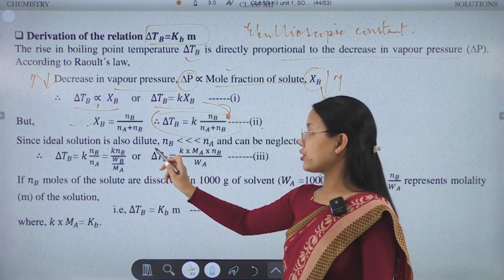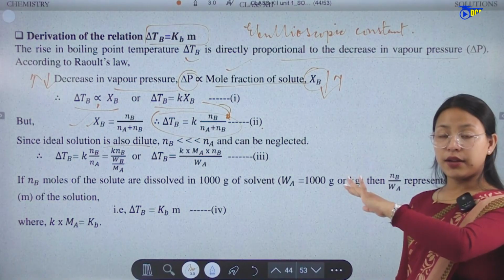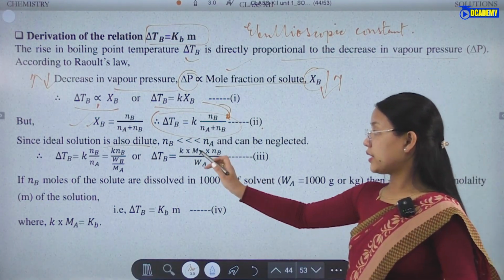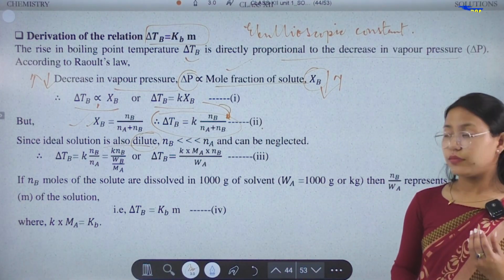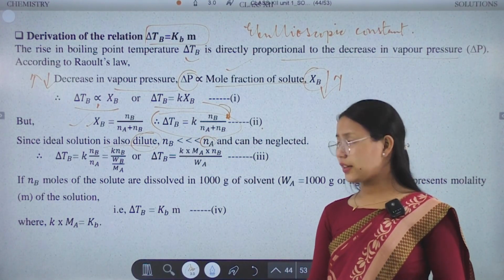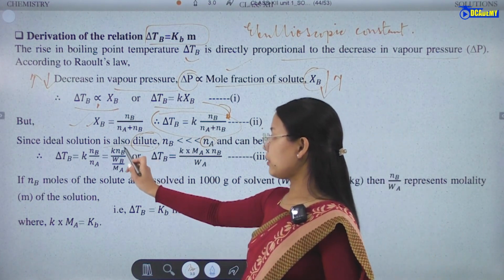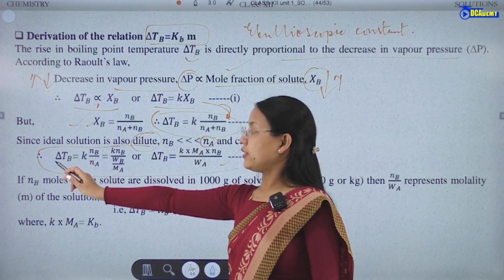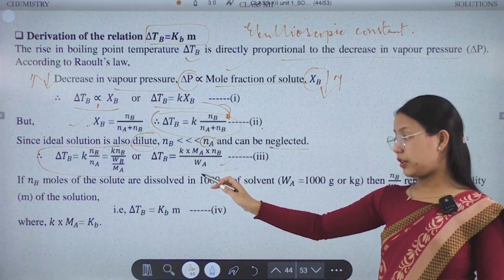Since the ideal solution is very dilute, the elevation of the boiling point is for a dilute solution. The amount of the solute is very small compared to the mole fraction of the solvent, so we can neglect the value of NB in the denominator. We get delta TB equal to K NB divided by NA, which is K times MA times NB divided by WA.